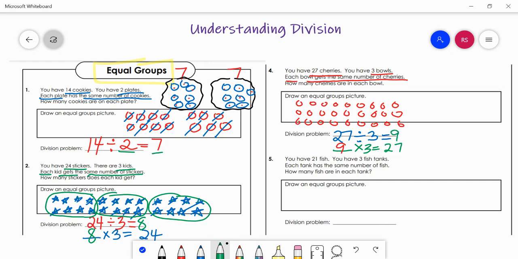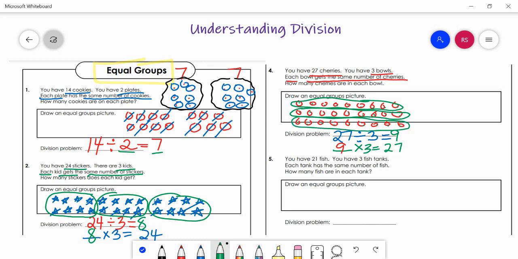So that means I have a total of 27 cherries. I have them into 3 separate groups, and there's going to be 9 in each group. Let's go ahead and count 9 in each group. 1, 2, 3, 4, 5, 6, 7, 8, 9. Here's one group of cherries. Here's my one bowl of cherries. 1, 2, 3, 4, 5, 6, 7, 8, 9. Here's another bowl of cherries. That's 2 groups. Now I need one more group. 1, 2, 3, 4, 5, 6, 7, 8, 9. Here's my last group of cherries.